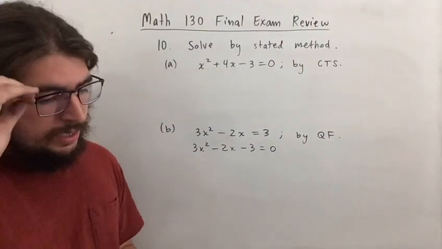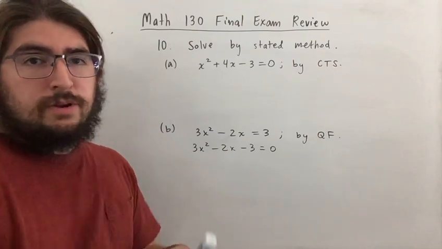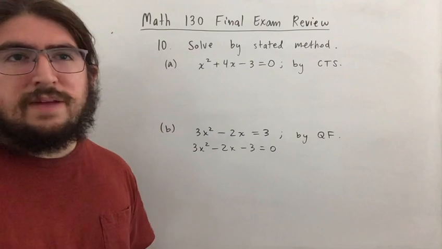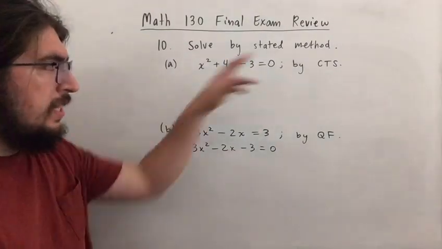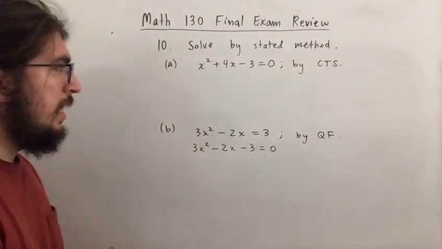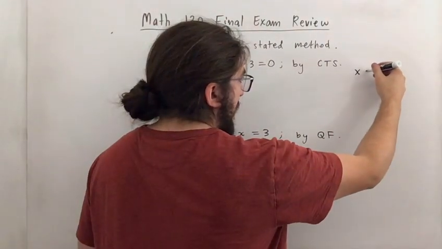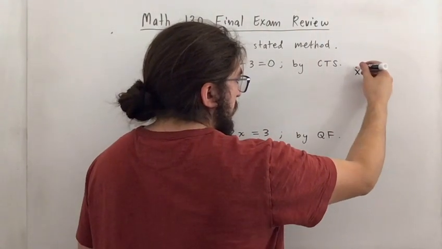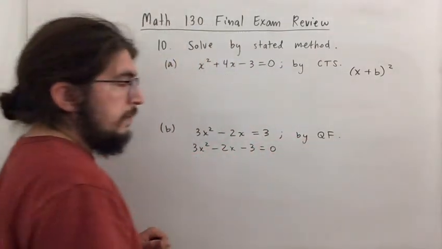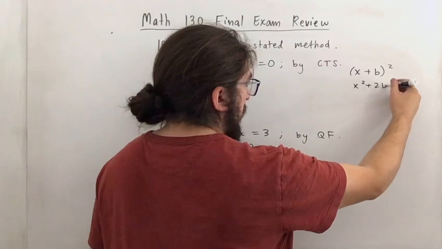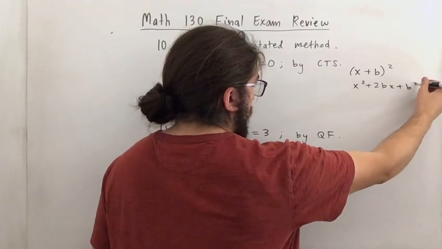Now you can possibly get complex solutions from these where you get negatives inside of radicals and so on. I don't think that happens in these, but we'll have to see. Now, completing the square, or CTS for short, has to do with the fact that x plus a number squared is x squared plus 2 times that number times x plus that number squared.